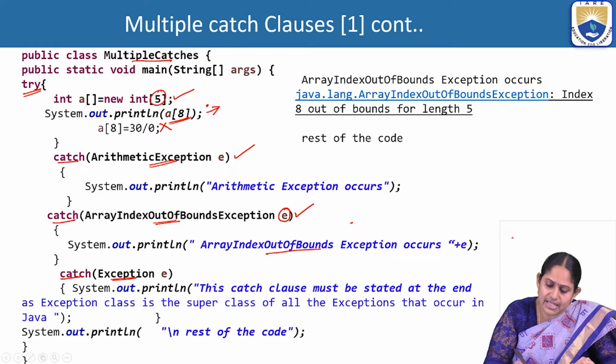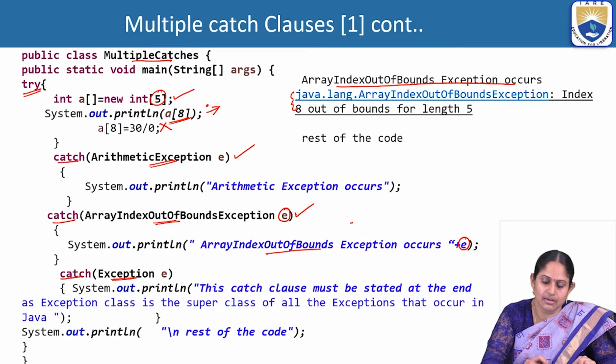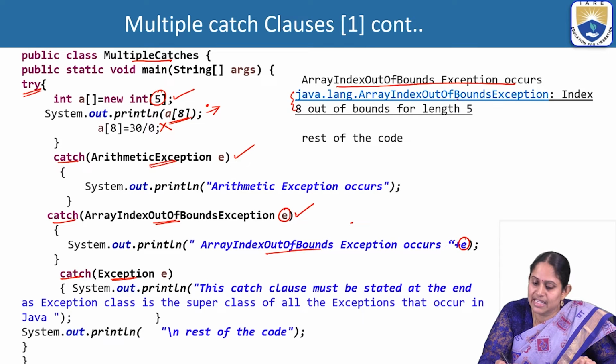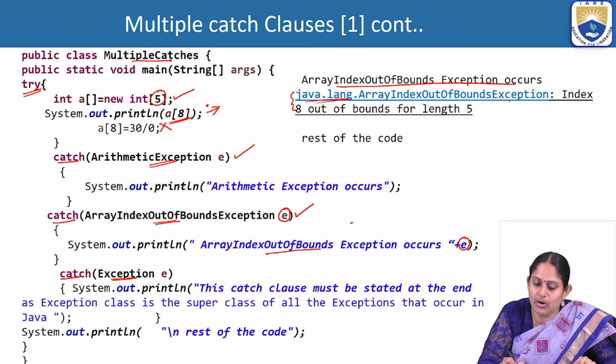So what we get is the array index out of bound exception occurs. We got this statement, and I am displaying E. This whole thing we got from the exception object, which is the description of the exception object. What is it saying? An array index out of bound exception is generated, and it is defined inside the java.lang package. And what is the error? We were trying to access the 8th element of a 5-element array, so index 8 is out of bounds for length 5.